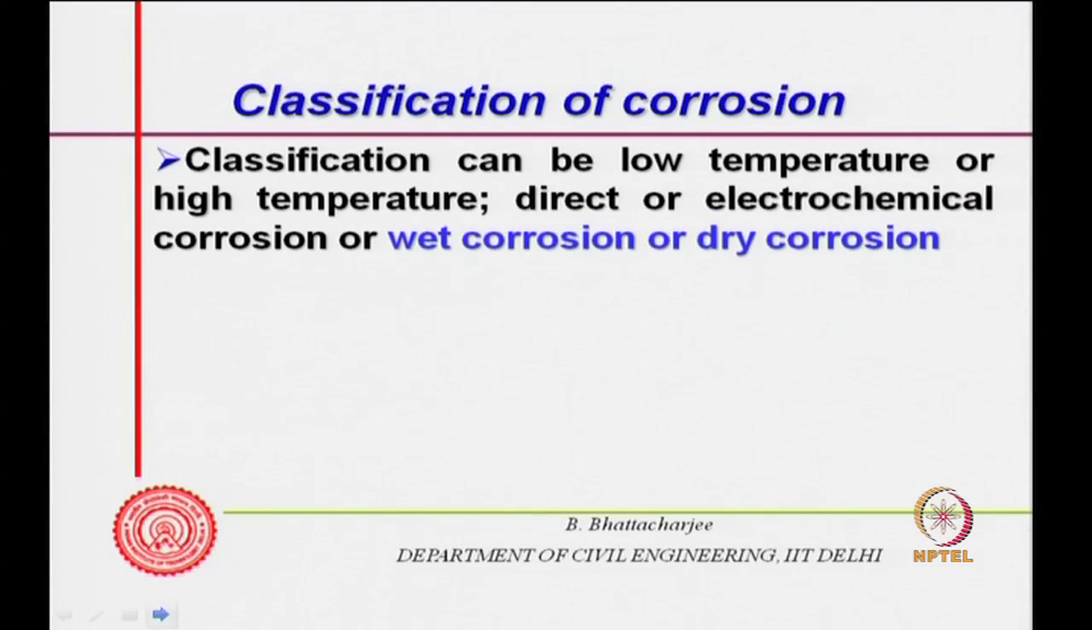If we classify corrosion, the classification can be low temperature or high temperature. Corrosion is generally referred to metal, but corrosion also exists for many other items. You might even find a book on corrosion of concrete. Although we are talking basically about deterioration, here we are specifically talking about metal, or rather reinforcement, rebar. We are looking at rebar corrosion. Classification of corrosion in metal can be low temperature or high temperature, or in terms of direct or electrochemical corrosion.